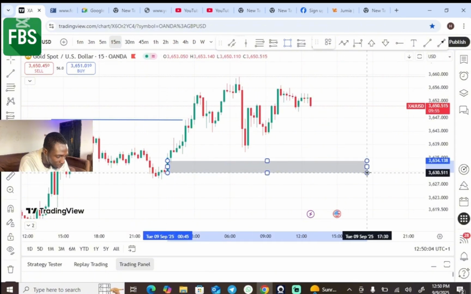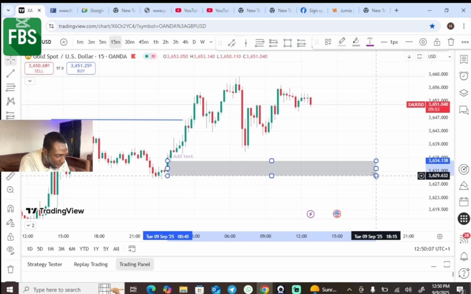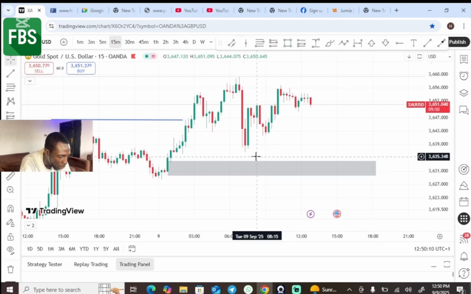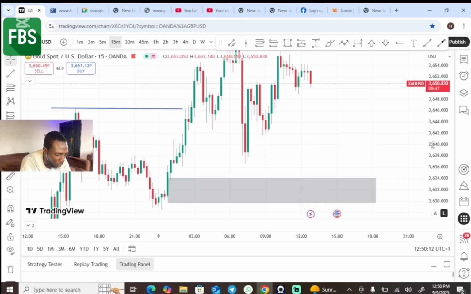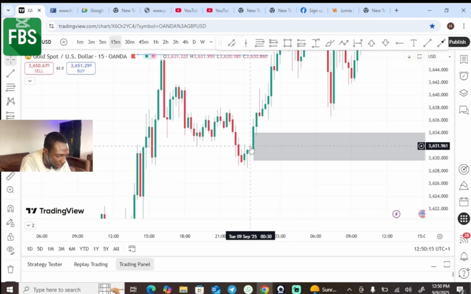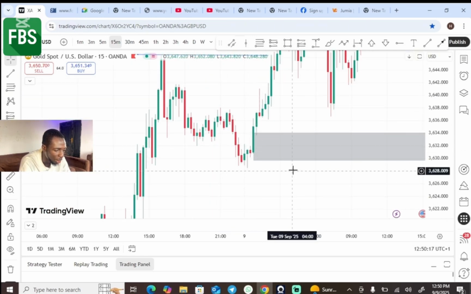Sometimes the market might just fill in the imbalance on the 15 minutes and just reverse in our direction. So let's not miss out on the trade. So this is our point of interest right now. So this area and this area, this is our point of interest on the 4-hour time frame.